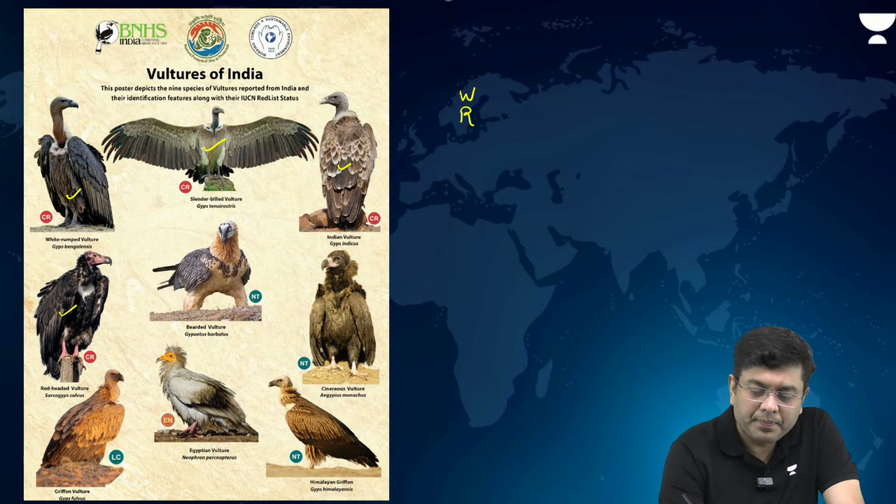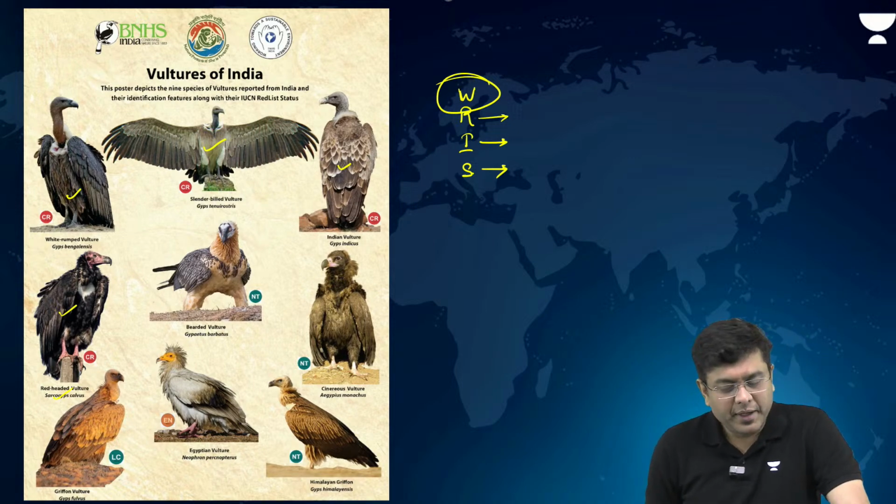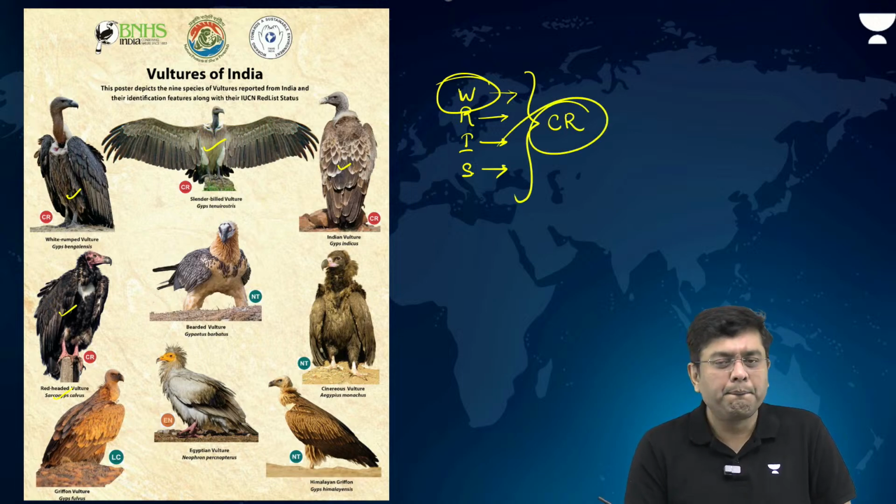WRIS. Right? That is white-rumped vulture. Then you have the red-headed vulture, Indian vulture, and the slender-billed vulture. WRIS, all of these are basically critically endangered.